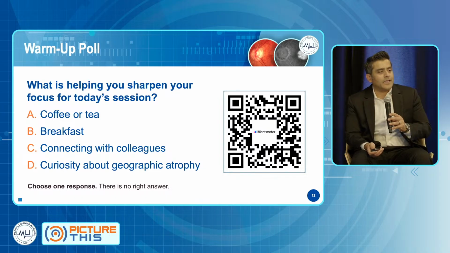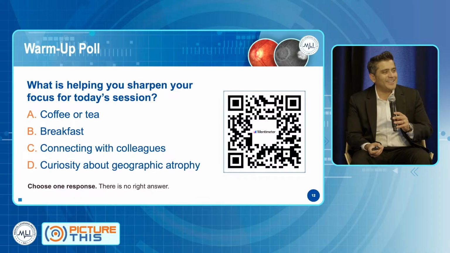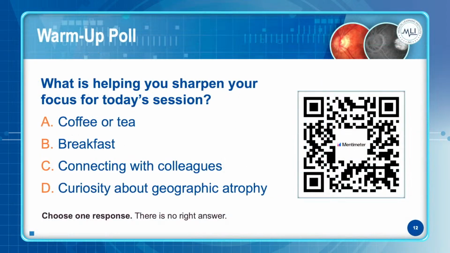So let's scan and let's get started with a warm-up poll. What is helping you sharpen your focus for today's session? Coffee or tea, breakfast, connecting with colleagues, curiosity about geographic atrophy? So go ahead and answer. This is a test poll. And we need some really loud music so everybody wakes up. Or just look at our shots, shoes. All righty. There is no right answer here, so we are here for all of it.